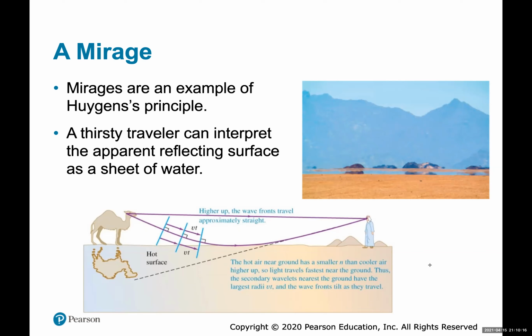The hot air very near the ground has a smaller index of refraction than the cooler air above it. So light travels fastest near the ground, which means that the light along the way continues to bend away from the normal. And it might, in fact, bend all the way away so that it never actually hits the ground.